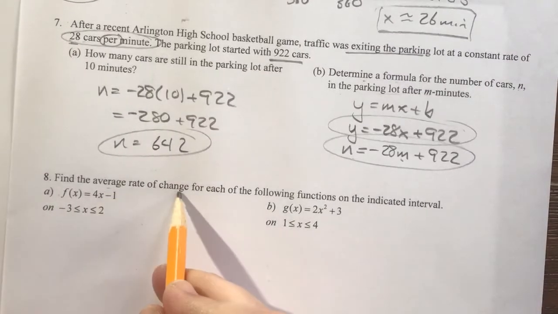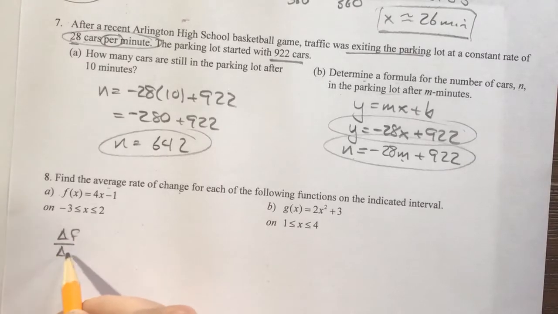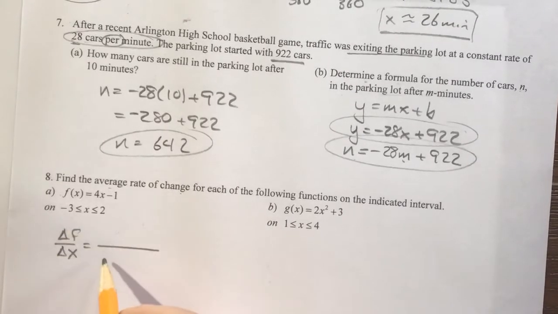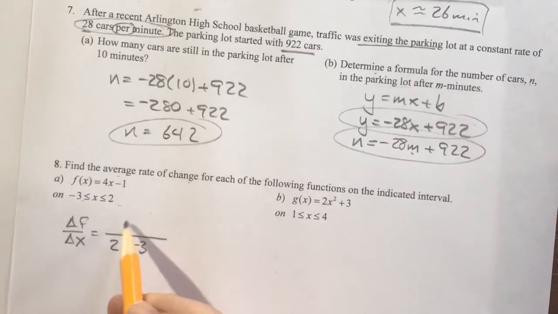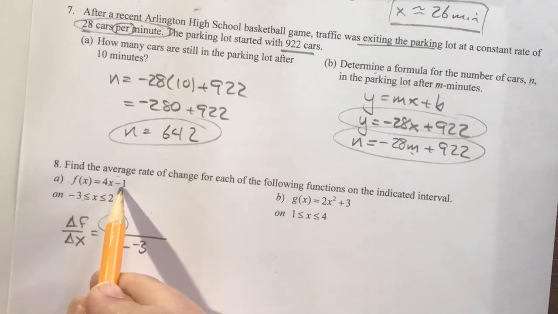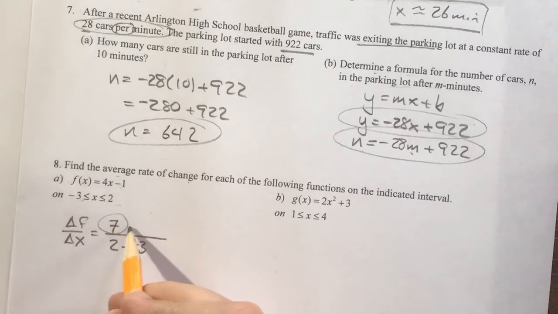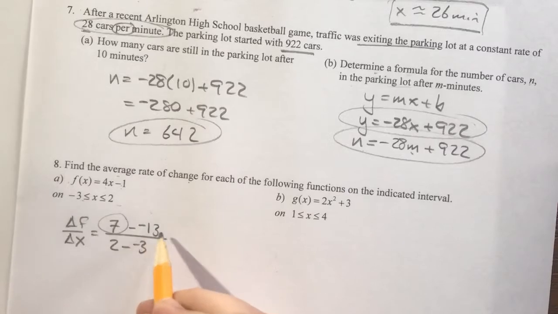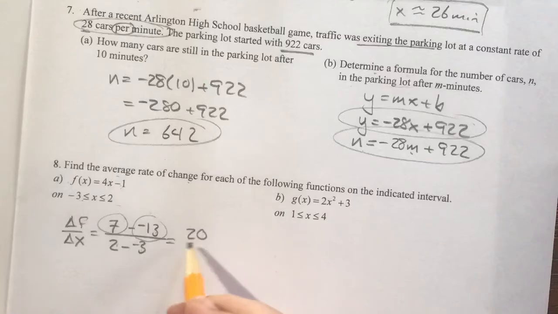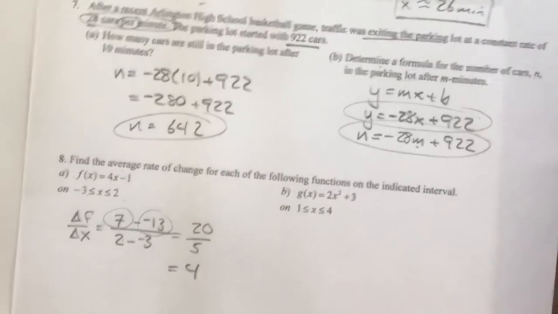All right, really important, average rate of change. So change in the function over the change in the inputs, there's the inputs. Let's put the, I'm going to do 2, take away -3, and go the other way. Now I've got to figure out, if you plug 2 in, what do you get? I think I can do this in my head. 8, take away 1, 7. Plug -3 in there, you get -12, take away 1, that'd be -13. So I plug that in. I get 20 on top, and I get 5 on the bottom, so I get a rate of change of 4.